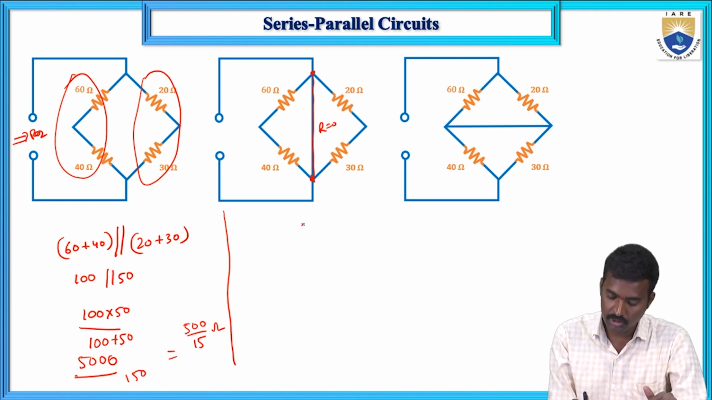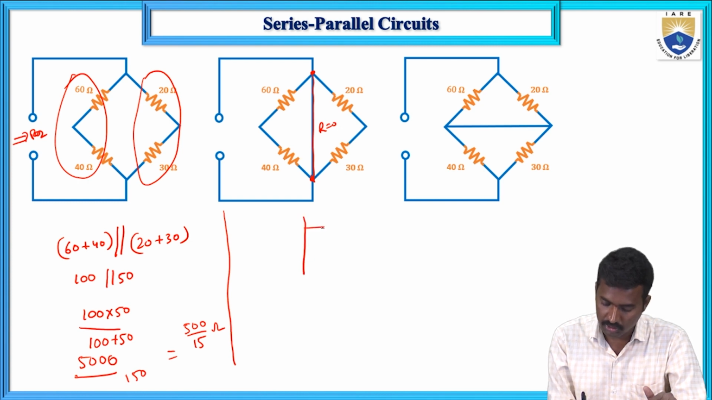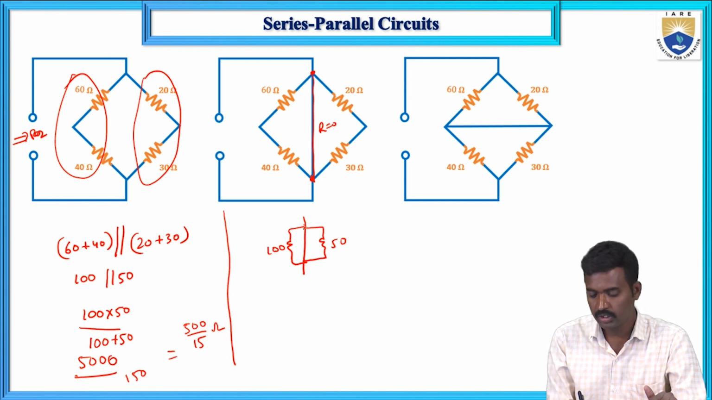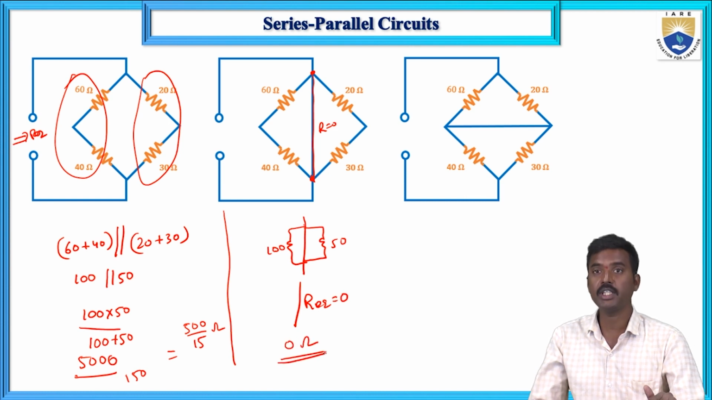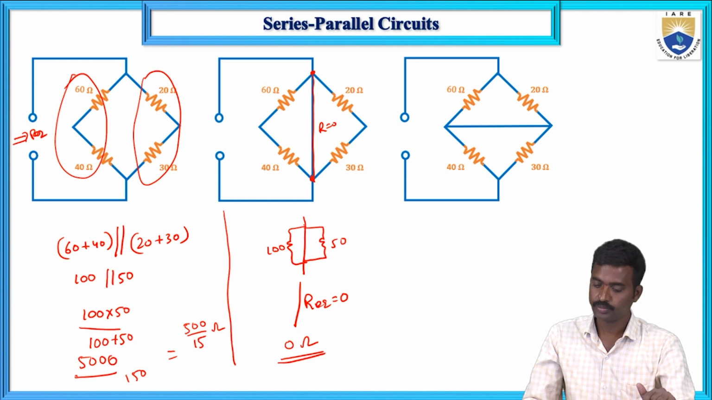So here it looks like this. This is the short circuit. This is 20 plus 30, that is 50, and this is 60 plus 40, that is 100. So across this resistor there is a short circuit, meaning it is completely short circuited, and across this resistor also it is completely short circuited. So R equivalent is 0. For this second case, R equivalent is 0.